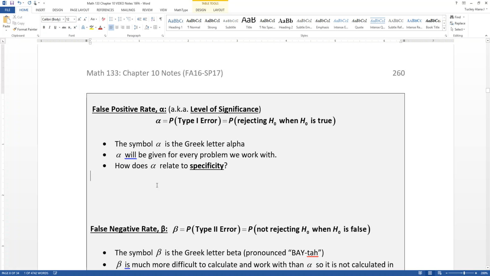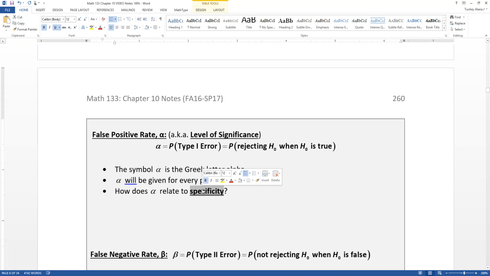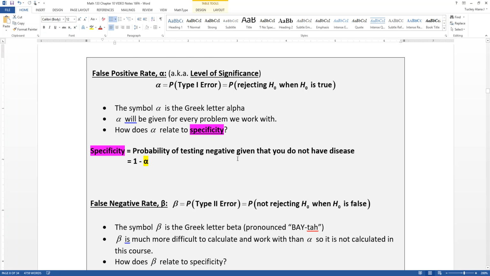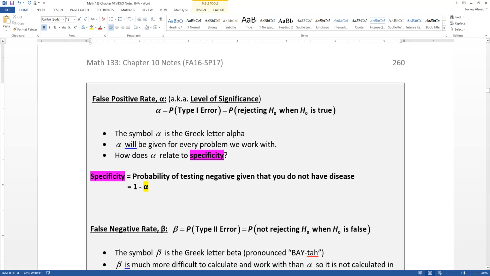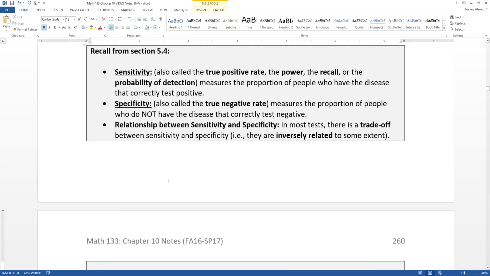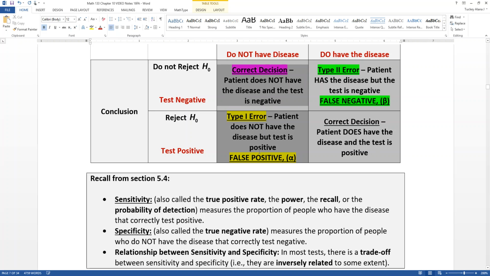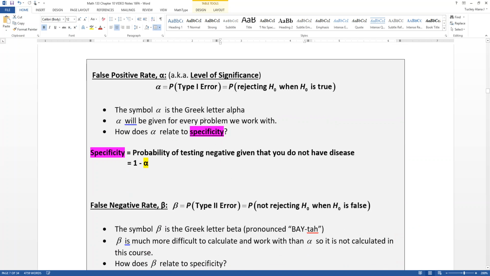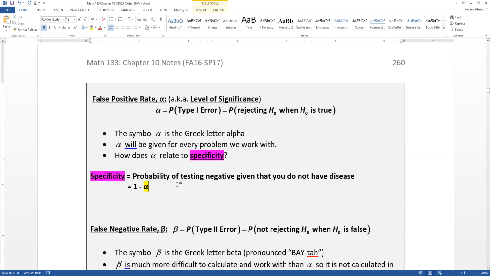So the specificity is, let me get that corner for you. Specificity, if you recall, is the probability of testing negative given that you do not have the disease. So if you look back at your table, given that you're in this column that doesn't have the disease, what are the chances you're going to be up in this corner? Well, this bottom portion is alpha, so the top portion is 1 minus alpha if you're talking about a conditional probability, which we are. So 1 minus alpha is your specificity. Sorry, that was a typo.